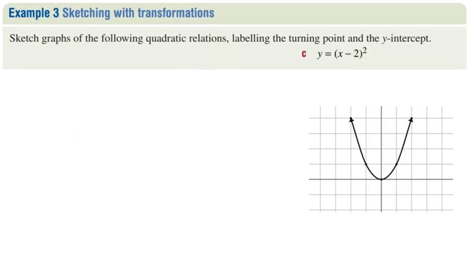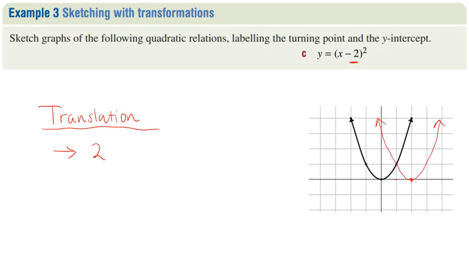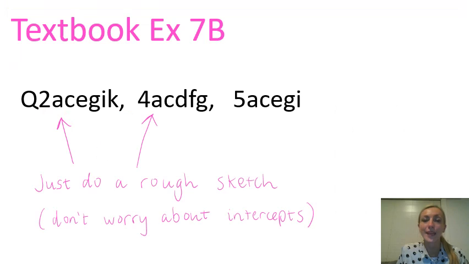This last equation has a number in the brackets, which is a translation. This type of translation is going to move the graph right 2. So I always move from the turning point, it's easiest, and then go across 1, 2, and then in a smooth motion draw in the parabola. There we go.